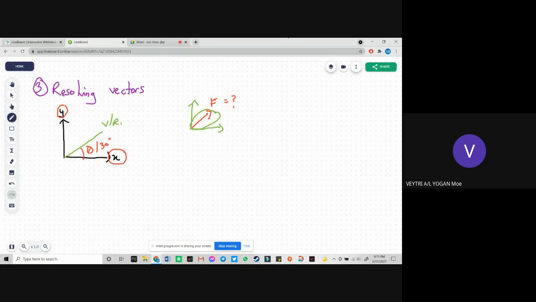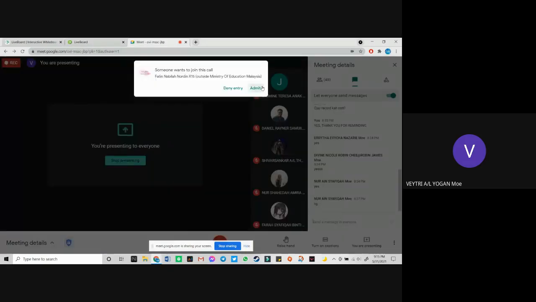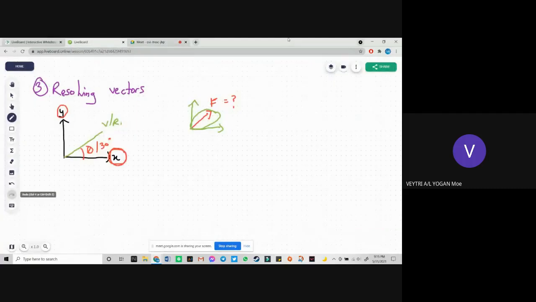To find the X component, do you have to use cos or sin? Anyone knows this? Sin. I'm sorry, but it's wrong. To find the X component, you have to use V, whatever value it is, times cos theta, or V cos 30 degrees. Automatically, the Y component is V sin theta, or V sin 30 degrees.